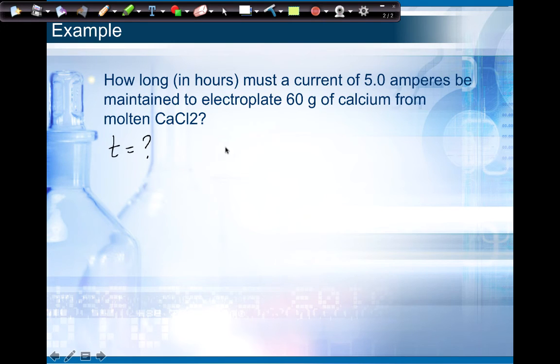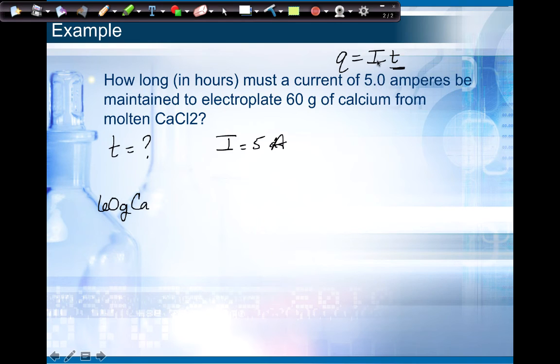It gives me current, I, which is 5 amps, just capital A, and it also tells me that I have 60 grams of calcium. So I have 60 grams of calcium, and it wants to know time. Well, the only thing that I know in electrochem that involves time is that Q is equal to I times T. So I want time.